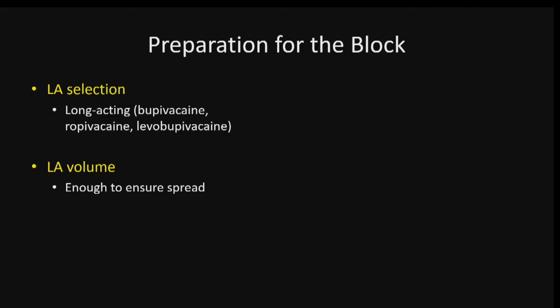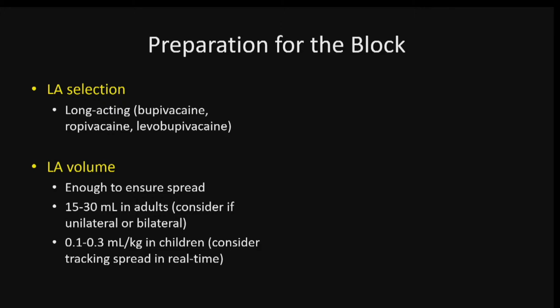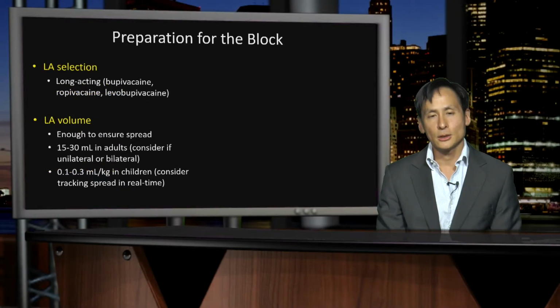The next is to think about the volume that you want to inject. And here the principle is to ensure that you're injecting enough that will give you the spread that you want. Generally in adults right now, most of us would use anywhere from 15 milliliters to 30 milliliters. Whether you use more or less, one factor to consider is whether you're thinking of performing unilateral or bilateral blocks. When it comes to pediatrics, the consensus among my colleagues who do pediatrics is that we use 0.1 to 0.3 milliliters per kilo, similar volumes to what's being used in TAP blocks and other fascial plane blocks. It's also been advised that you can track spread in real time in children just because it's so easy to image their fascial planes.